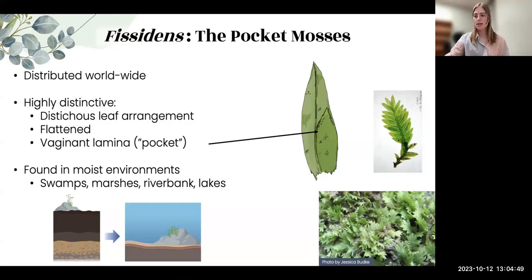They also have a unique structure called the vaginate lamina, and I don't know if you can see my pointer or not, but it gives them their nickname, the pocket mosses. So it makes them appear like they have a pocket.